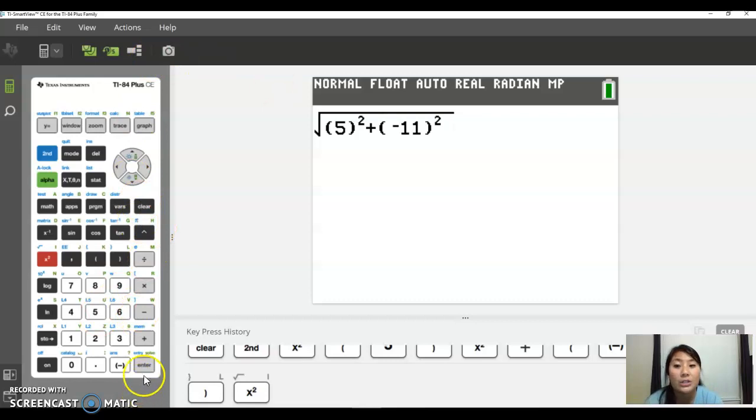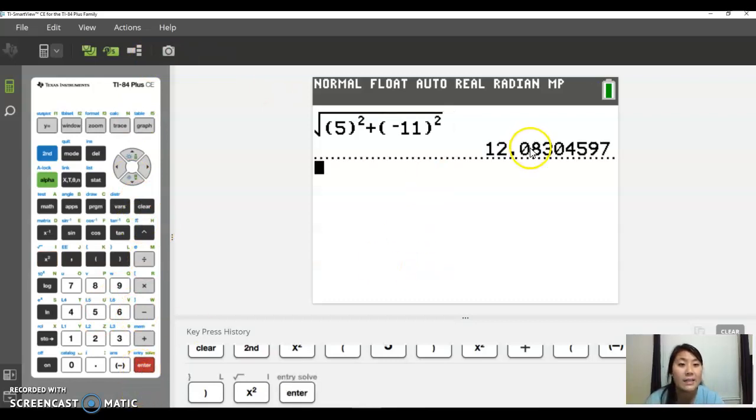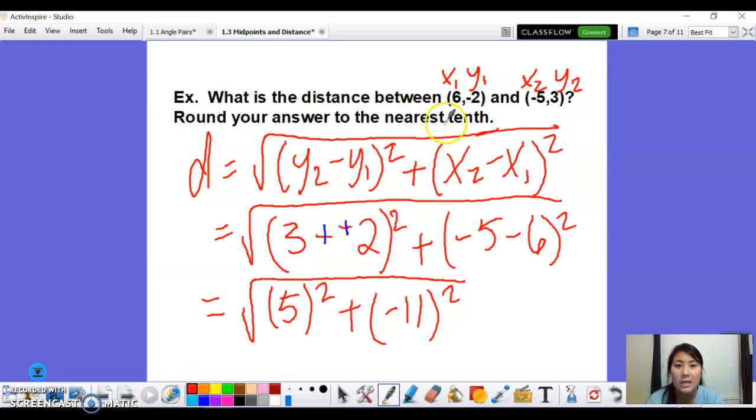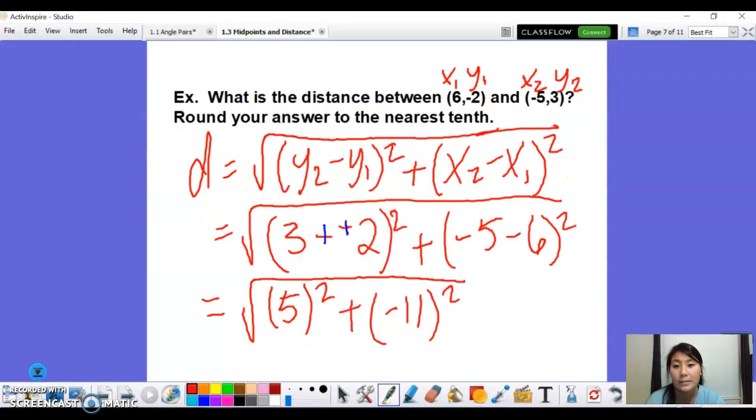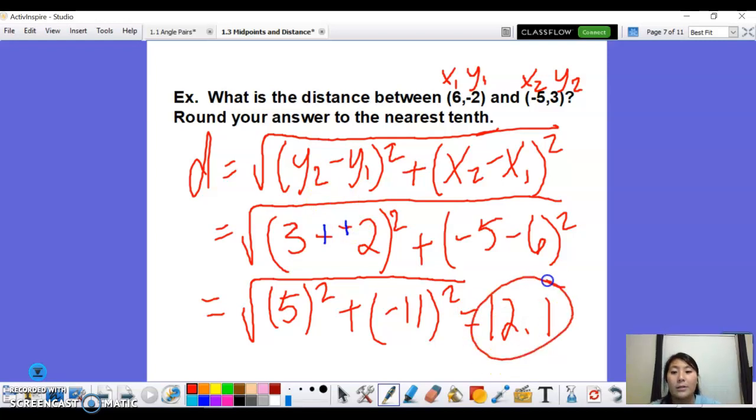And then we're going to just hit enter. It gave us this, and I believe it said to round to the nearest 10th. So because we're rounding to the nearest 10th, we are going to have 12.1 as our answer for distance here. So our distance is 12.1, all right?